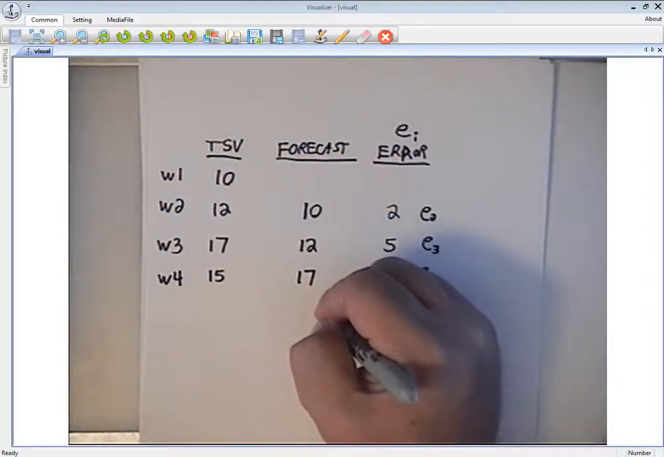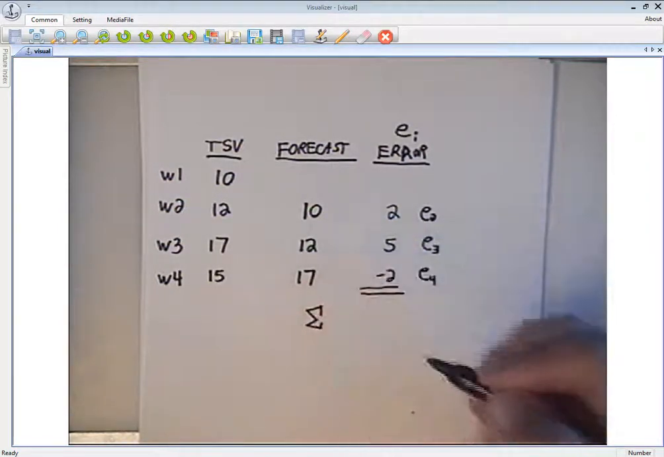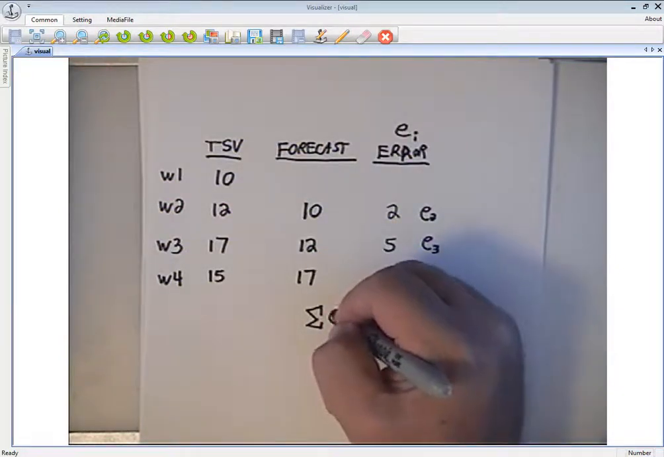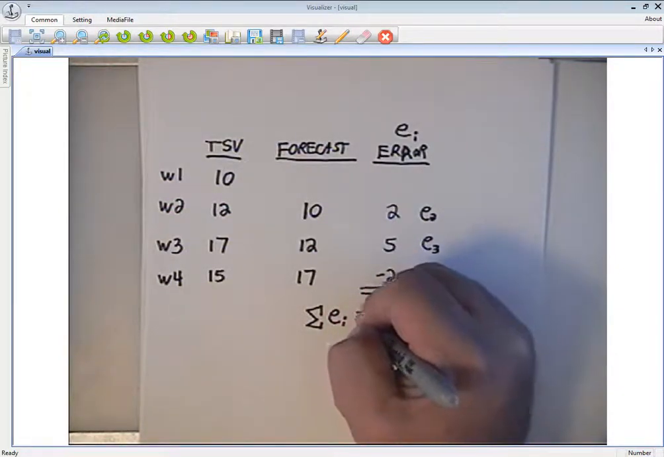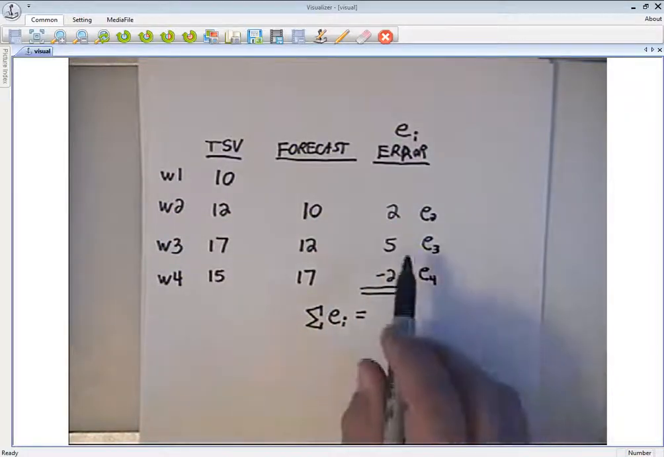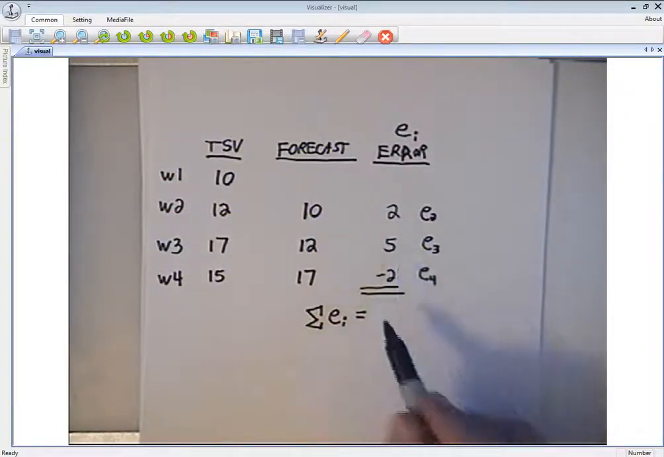Now, if we add those together, so that's our sigma. If we add together our error, I won't put all the notation here. A lot of times you just shorthand it like that. We got 2 plus 5 is 7, minus 2 is 5.